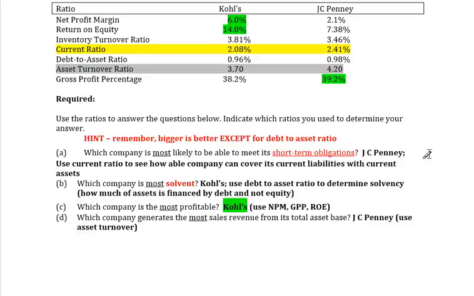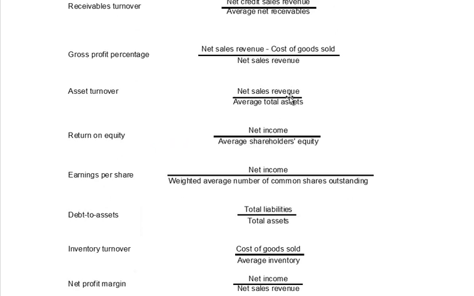Okay, so we can see there that the asset turnover ratio is greater for JCPenney. So that's the organization that's generating the most sales revenue from the total asset base. So the one with the highest asset turnover ratio, which is JCPenney, that's the one that's going to generate the most sales revenue from its total asset base. And again, you can see this from the formula. Net sales revenue over total assets. When this ratio is bigger, it means they're generating more sales revenue from their asset base than is its competitor, in this case, Kohl's. So that's how we know.